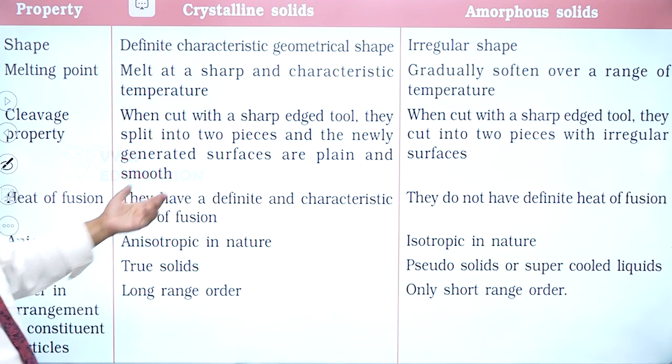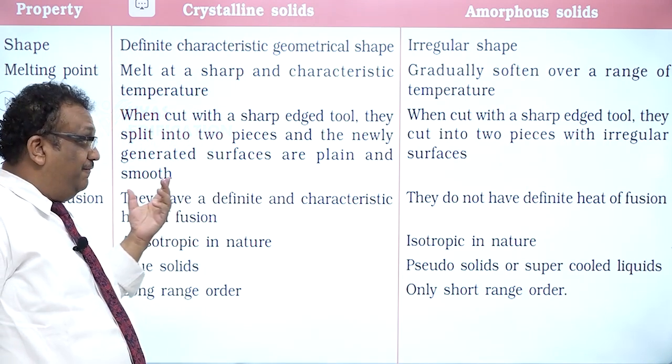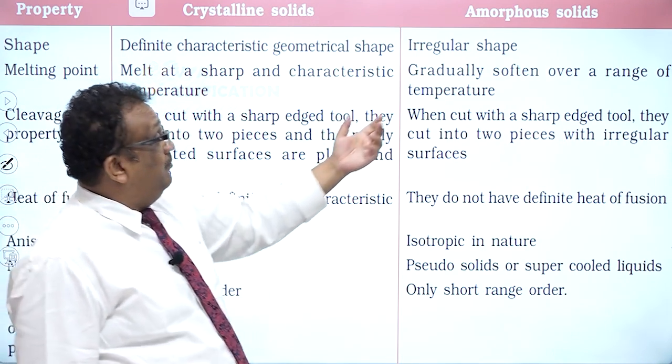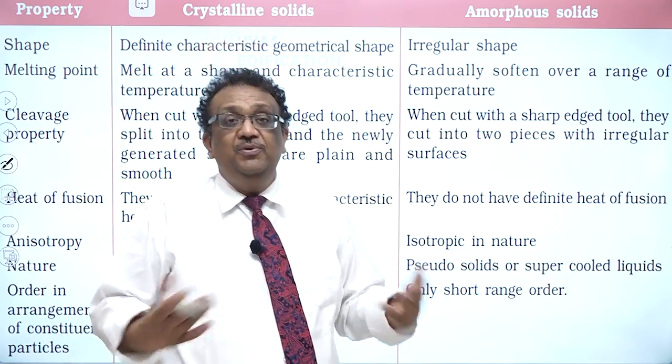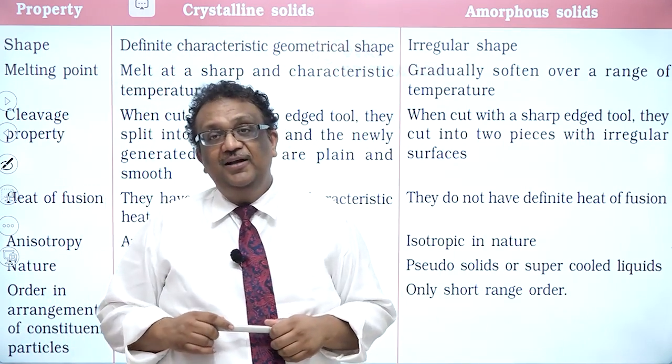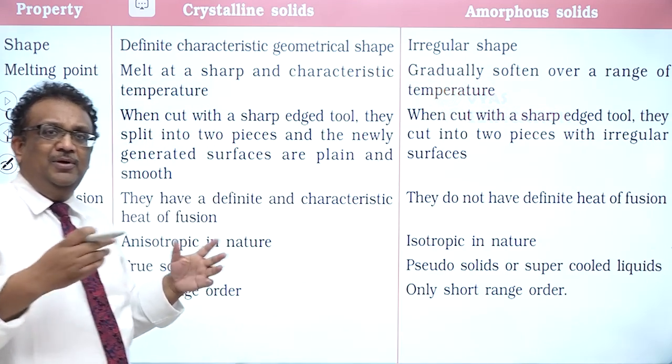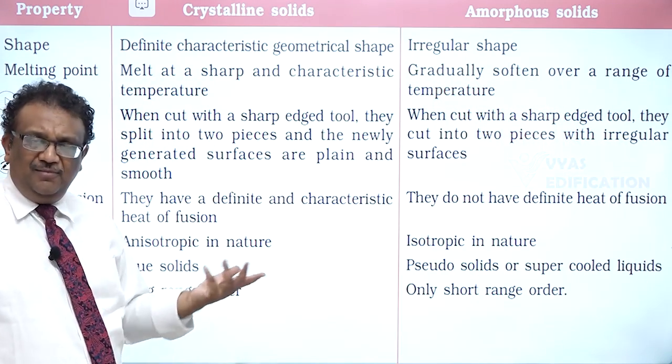Enthalpy of fusion: if they have a sharp melting point, they have well-defined enthalpies of fusion. Amorphous solids don't have sharp melting points, so obviously they would not have well-defined enthalpies of fusion. They could take different heats in melting.